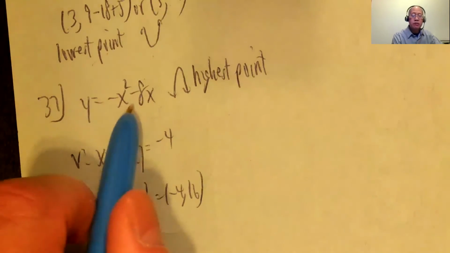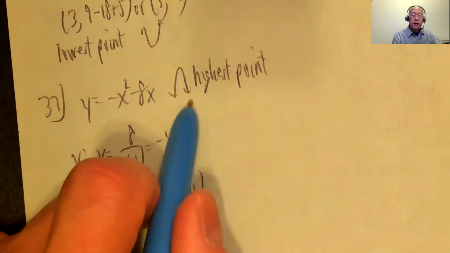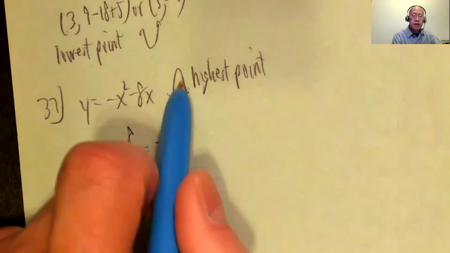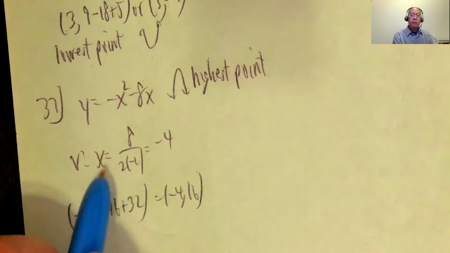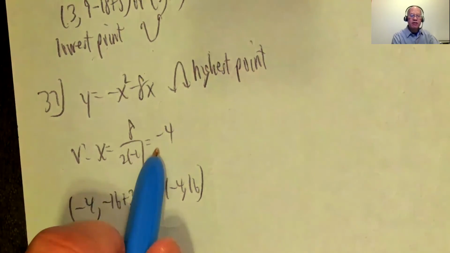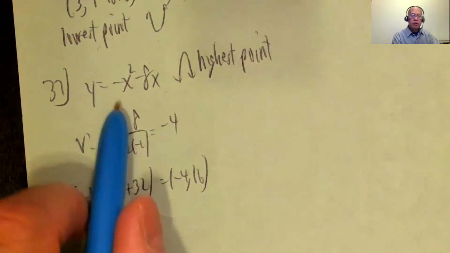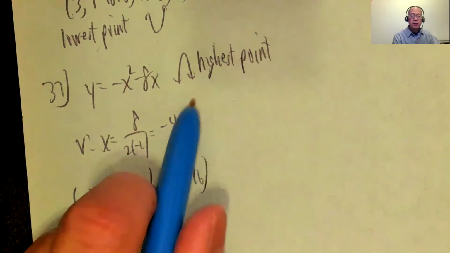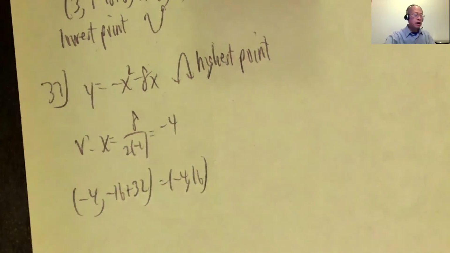Number 37, y equals negative x squared minus 8x. The vertex is still negative b over 2a. The negative coefficient means the vertex is the highest point. So negative b over 2a, 8 over 2 times negative 1 is negative 4. So plug in negative 4, that would be negative 16 plus 32, or positive 16, and that is the highest point on the graph. All right, so these are some problems for Math 120.